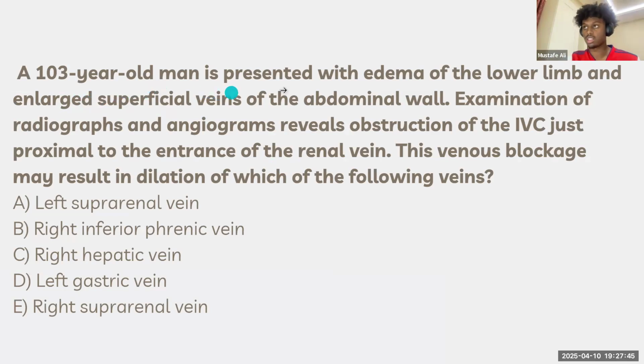A 103-year-old man presented with edema of the lower limb and enlarged superficial veins of the abdominal wall. Examination of radiographs and angiograms revealed obstruction of the IVC just proximal to the entrance of the renal vein. This venous blockage may result in dilation of which of the following veins? This is a really long question, but it's easy. The answer is A, the left suprarenal vein.